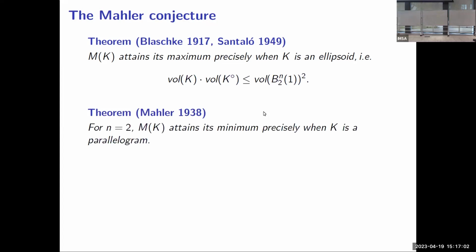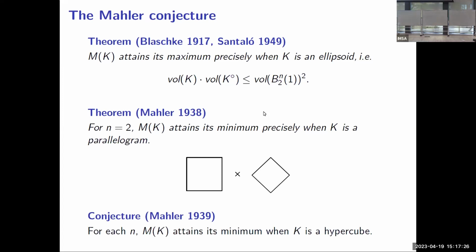And then in 1938, Mahler was looking at this and trying to find a lower bound for this product. He proved that in dimension 2, M of K attains its minimum exactly when K is a parallelogram, so a linear transformation times a square. Okay, so this is the configuration that gives you the minimum in this product. And he conjectured a little bit later, the next year I guess, that in every dimension, M of K attains its minimum when K is a hypercube.